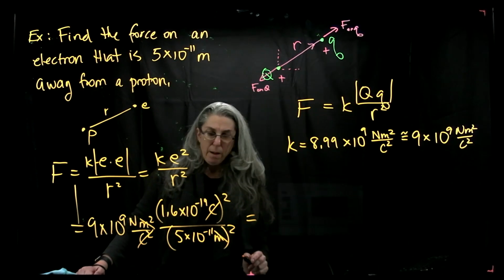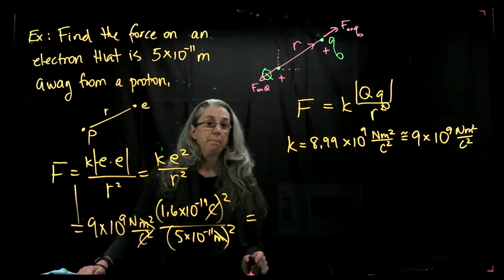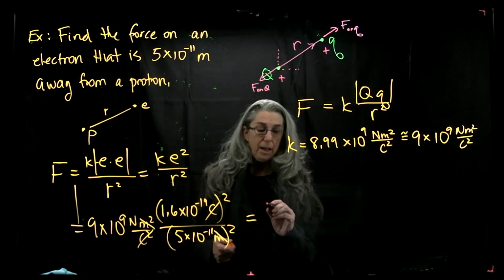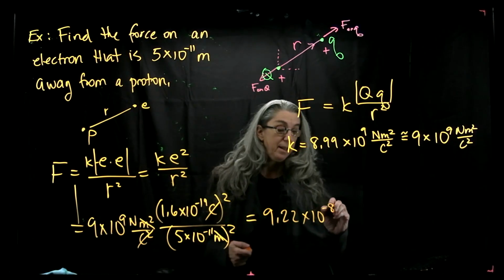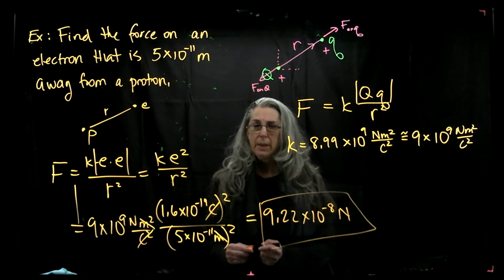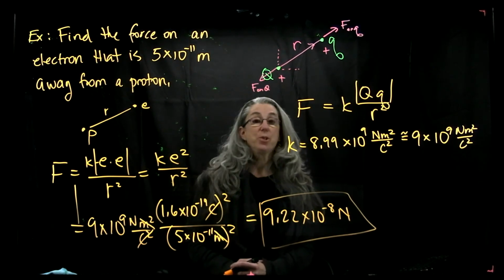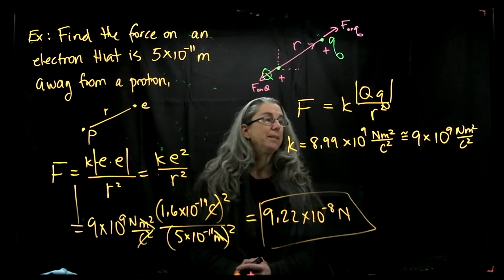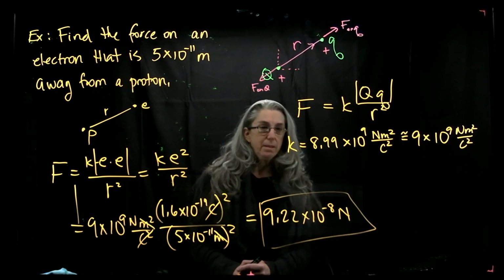I worked that all out. I got 9.22 times 10 to the minus 8th newtons. That's a pretty small number. So as you can see, those charges are really small, times 10 to the minus 19th. So this is really small.